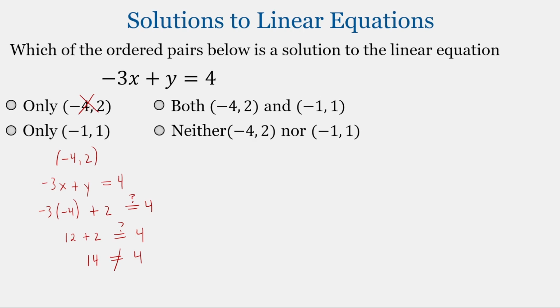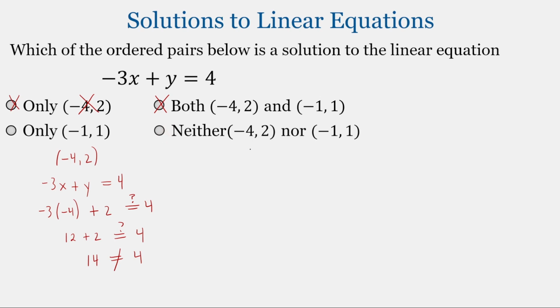Now, since we know negative 4, 2 is not an option, we can eliminate that choice from this multiple choice example. That means we can also eliminate this both option. If negative 4, 2 is not a solution, the answer is not going to be both. So this multiple choice question went from having 4 options to 2.